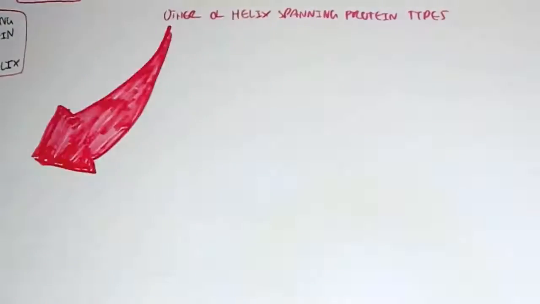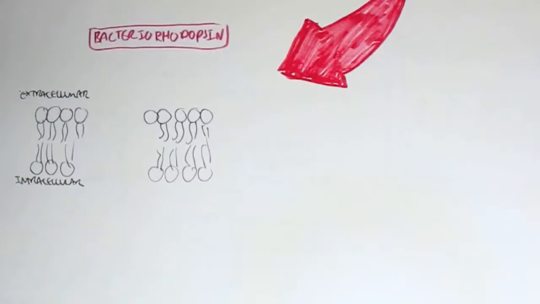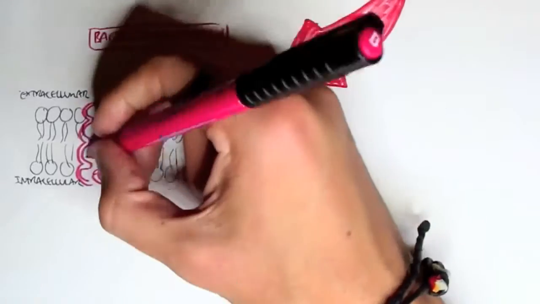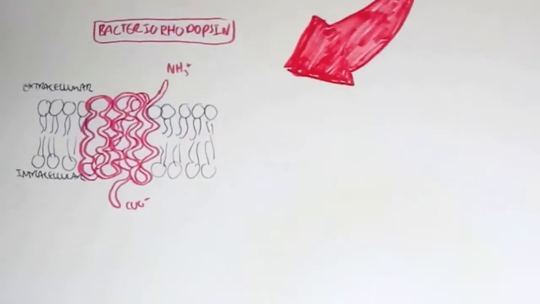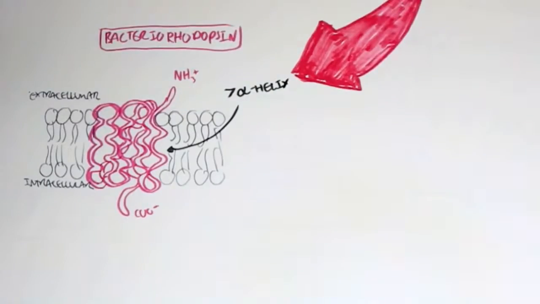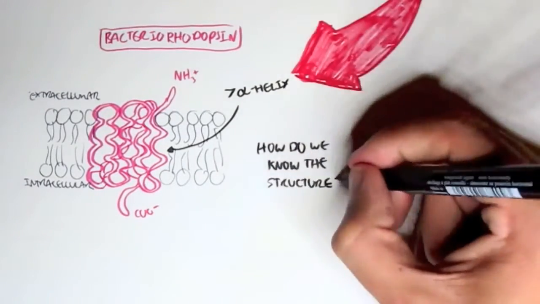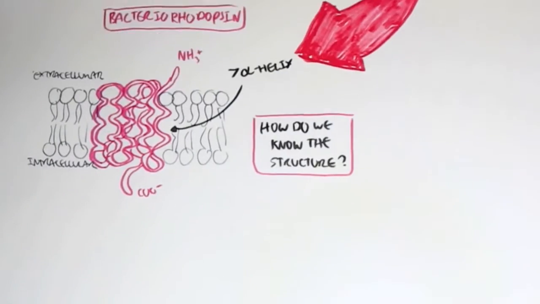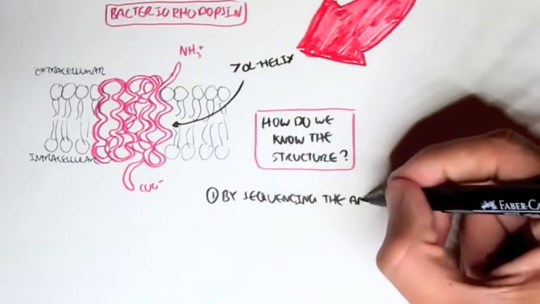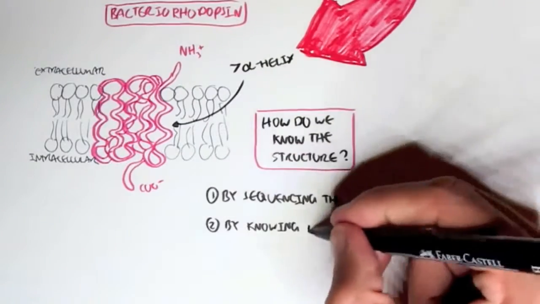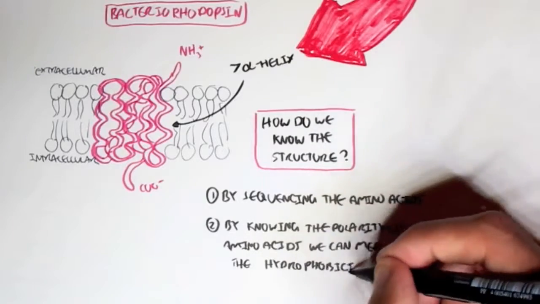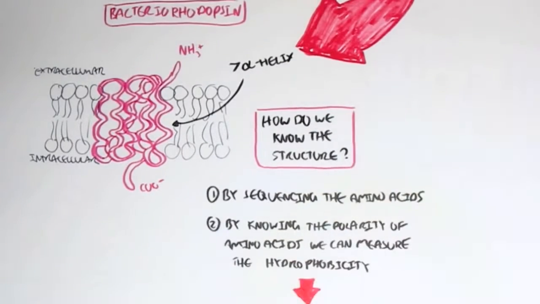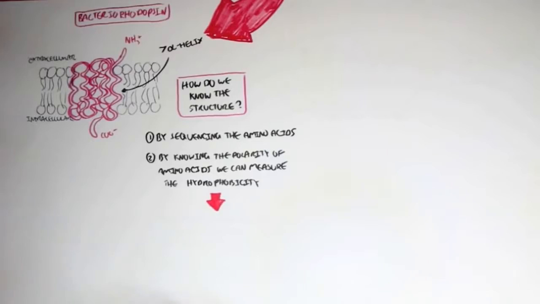Now, let's look at bacteriorhodopsin, which is a membrane-spanning alpha helix protein, and it consists of a single polypeptide chain that folds into 7 hydrophobic alpha helixes. The amino group is in the extracellular fluid and the carboxyl group is in the intracellular fluid. So how do we know how this bacteriorhodopsin actually looks? How do we know its structure? Well, by sequencing the amino acids and by knowing the polarity of the amino acids, we can measure the hydrophobicity of each amino acid in the given area.